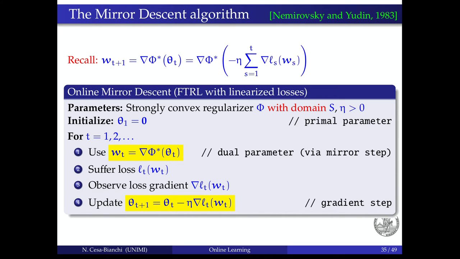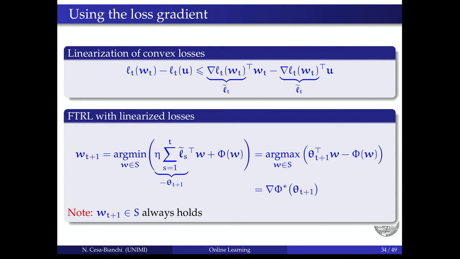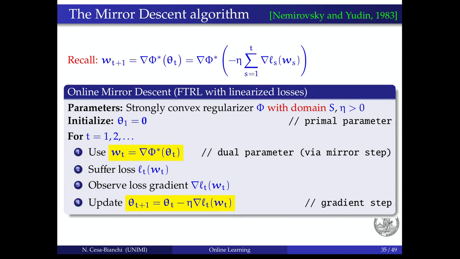I know now that I can write the solution of my argmax, which was my weight, like this. Here it is. This is my next model, my next prediction. I can write it as the gradient of the dual of my regularizer evaluated at the sum of the gradients of past losses. And now I can rewrite my follow the regularized leader with the linearized losses in the following way. I make this prediction, I suffer some loss, I compute the gradient, and I update my parameter theta by adding up the gradient. Remember, this theta was the sum of negative gradients, so I put the negative gradient in the sum.